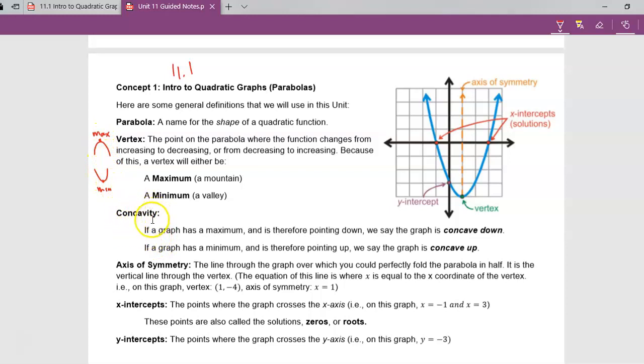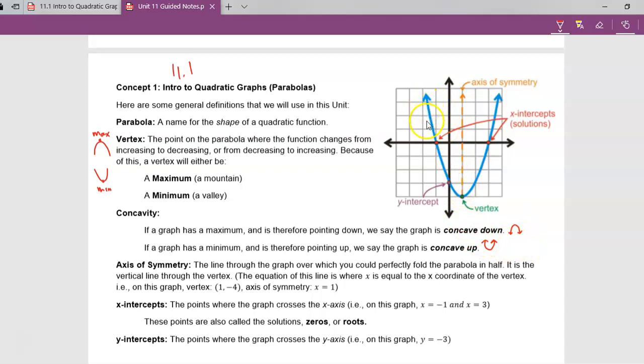Okay, concavity. Concavity means that if a graph has a maximum and the sides are pointing down, it is concave down. So concave down looks like this. It's like a bowl turned upside down. Okay, when a graph has a minimum and it is therefore pointing up, we say that it is concave up. So a bowl sitting regularly on the table would be called concave up. Okay, so it's the ends here that are going up for concave up, and it's the ends here that are going down for concave down.